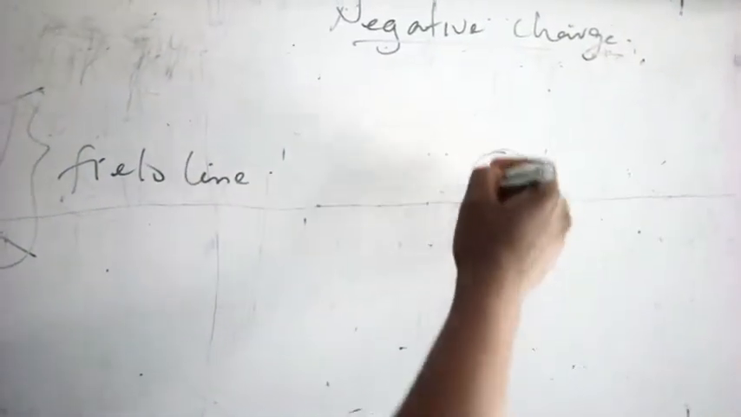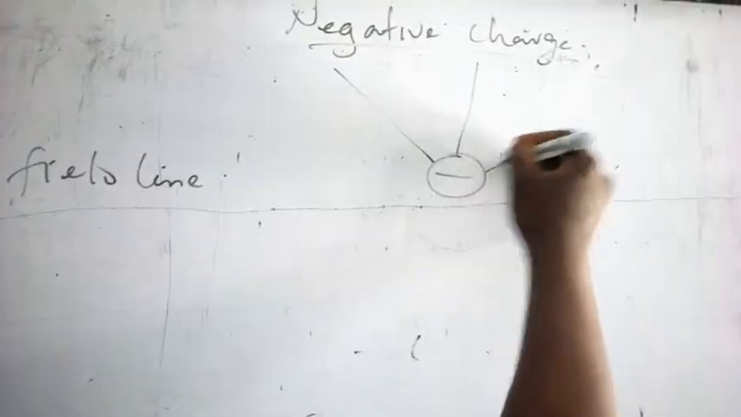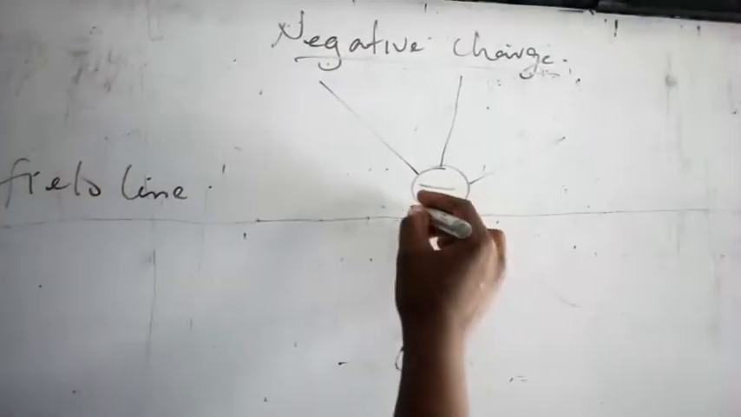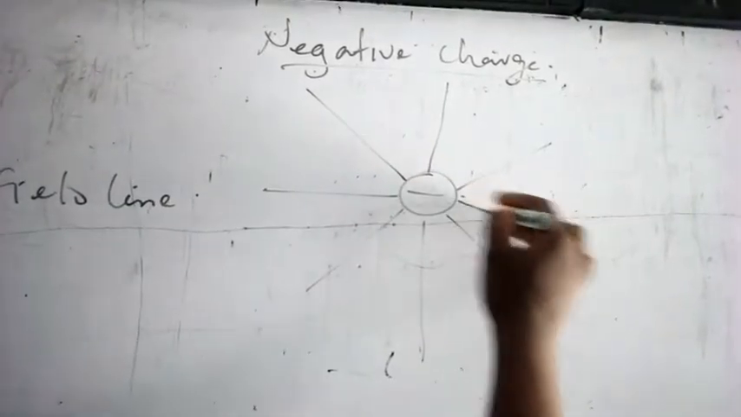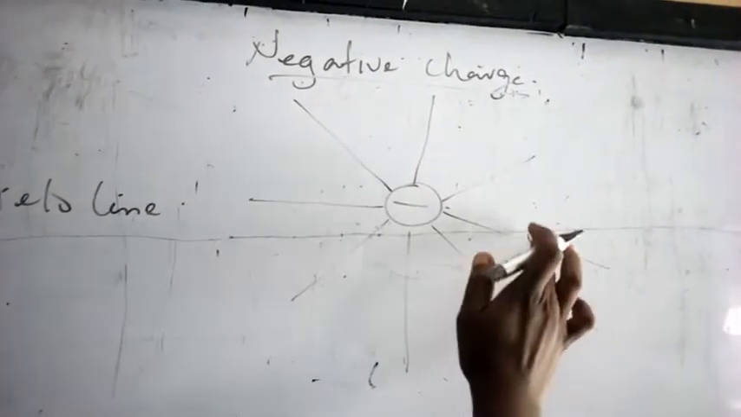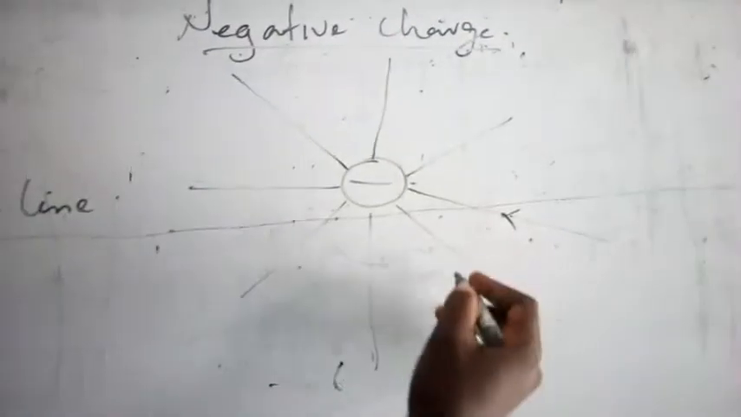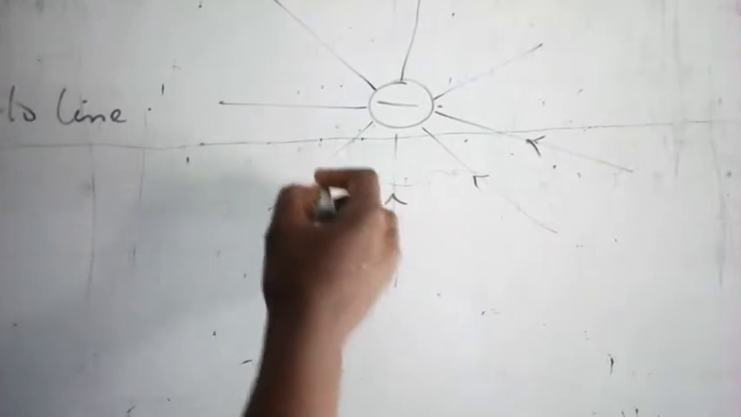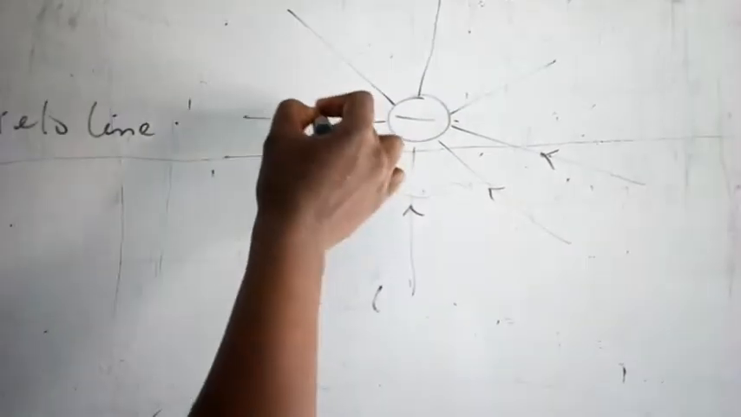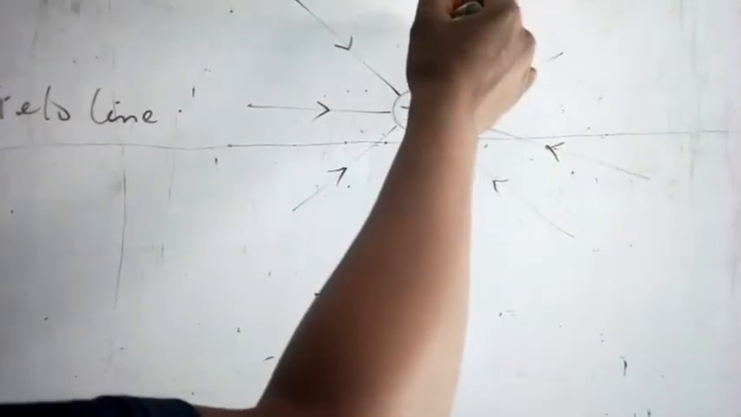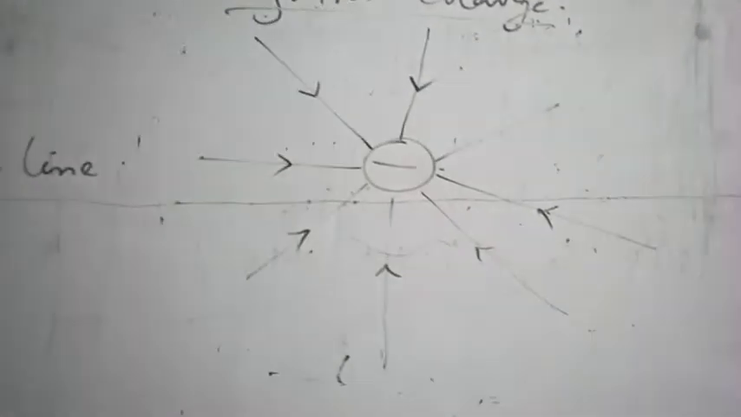A negative charge is drawn like this. As you can see, this drawing I'm drawing, in higher level, we call it, I think in your level 2, we call it an isolated charge. These are isolated charges. As you can see, a negative charge is taking in, see the direction, taking in field lines.